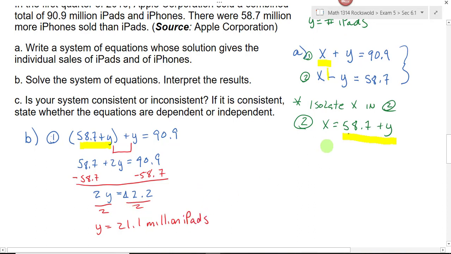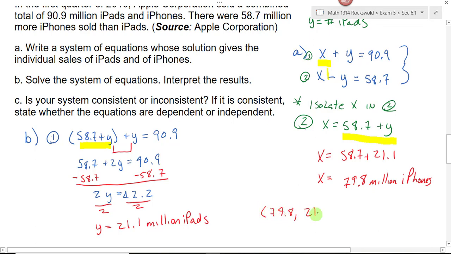Now, in order to figure out how many iPhones we had, I take this 21.1 million and plug it in right here in place of y. So x, we say, will be equal to 58.7 plus 21.1, and that gives us 79.8 million iPhones. If I were writing my solution as an ordered pair, I would write (79.8, 21.1), but it represents the number in millions of iPhones and iPads that were sold in 2016.